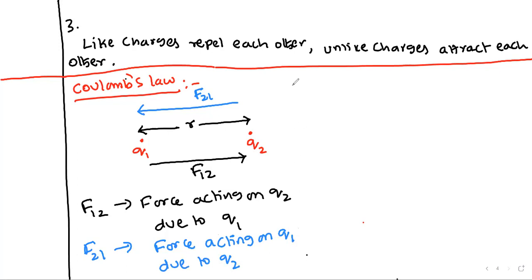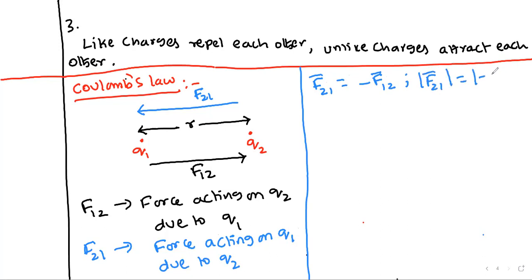So according to Newton's third law, I can write it as F21 bar equal to minus F12 bar. That is, with respect to vector, the magnitudes are the same, but with respect to direction, they are opposite. Let us consider the magnitude of the forces as F.